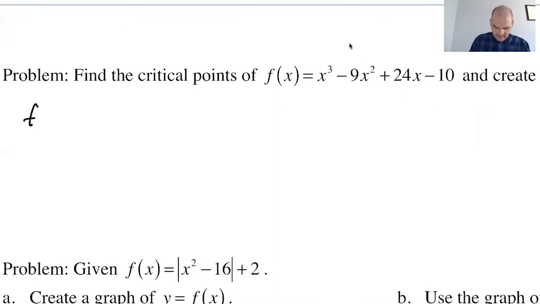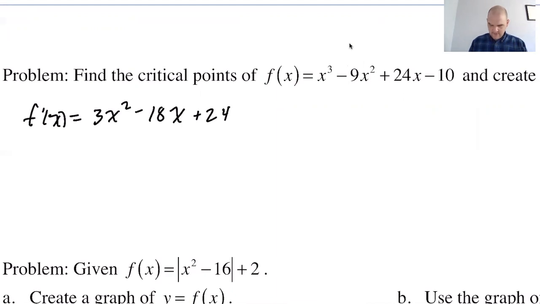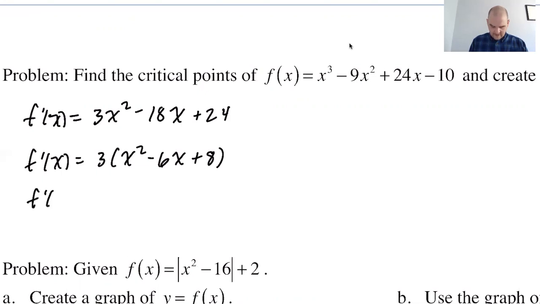So f prime of x is 3x squared minus 18x plus 24. All right, good start. Hopefully that's right. Now we need to find where f prime is 0 or undefined. F prime is also a polynomial, so it's never undefined. So really we just need where f prime is 0. To find that, I'm going to factor. I'm going to rewrite it as 3 times x squared minus 6x plus 8, and then factor that. So first GCF, now factor.